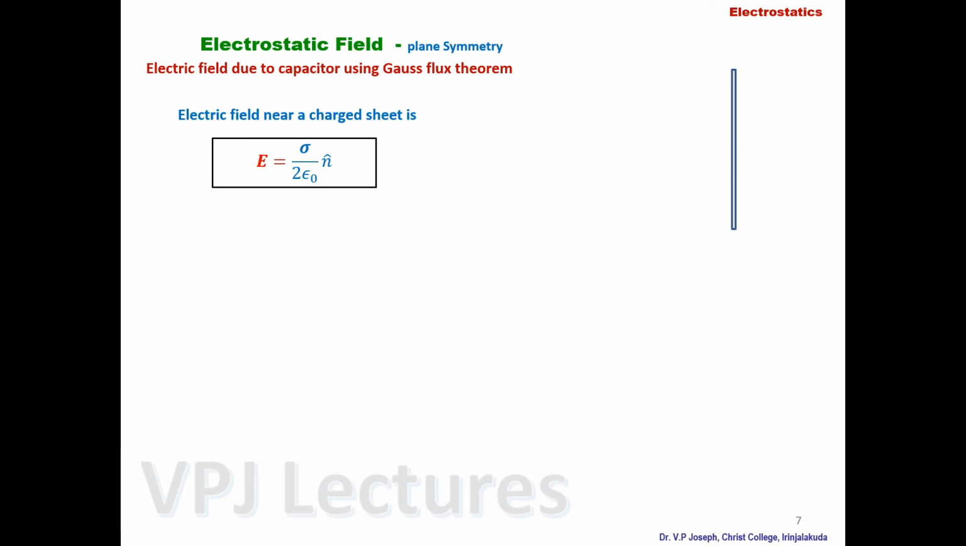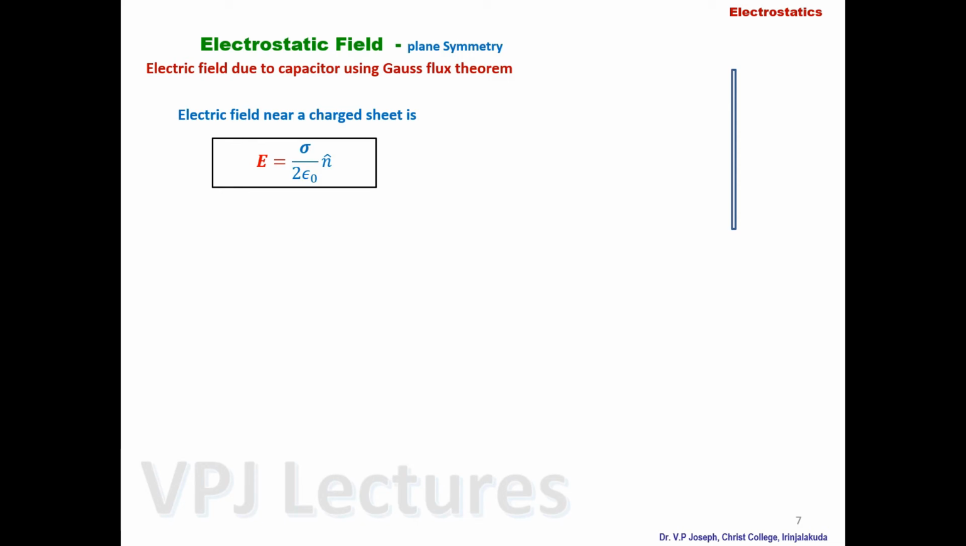That is, on one sheet there is a negative charge, and on the other sheet there is a positive charge distribution. So we want to find the electric field inside the arrangement of the two plane sheets, and also the electric field outside the parallel plate capacitor. Initially, let us start with the electric field near a charged sheet.